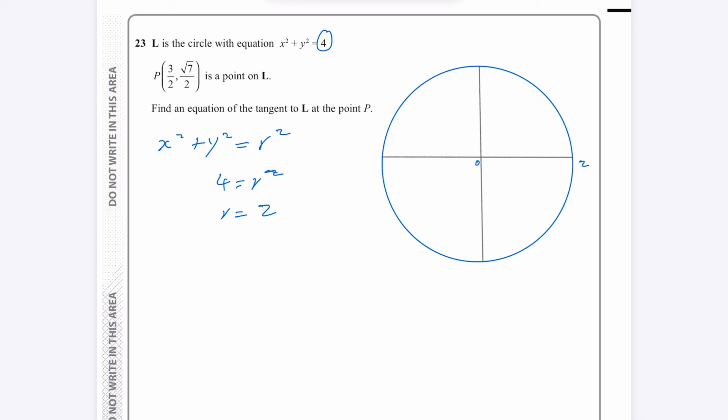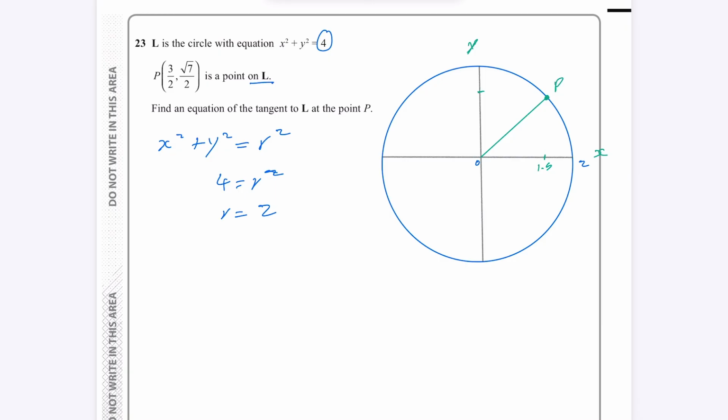They've also told me P is a point 3 over 2, root 7 over 2 on L. So there's a point on L somewhere. If that's the y-axis and that's the x-axis, we know that x is 1.5, which will be somewhere here. Let's just say it's there, 1.5. And we know y is root 7 over 2. If you type that in your calculator, you'll get a value for it, which will be somewhere there. So we know that point is somewhere over here. If I draw a straight line, that is point P.